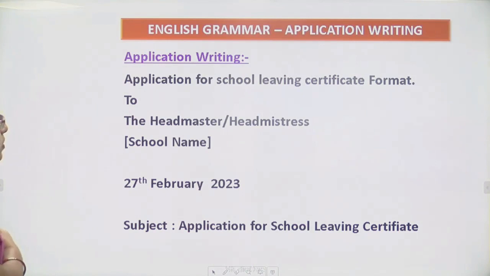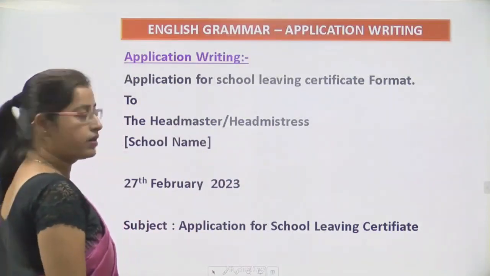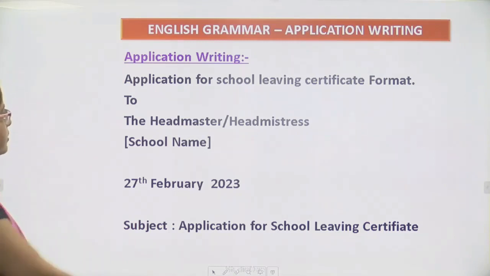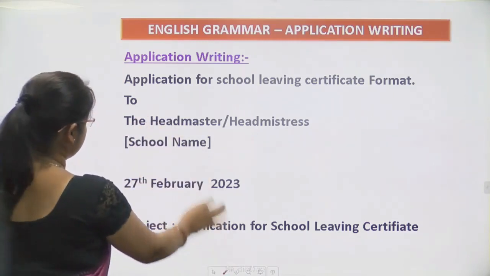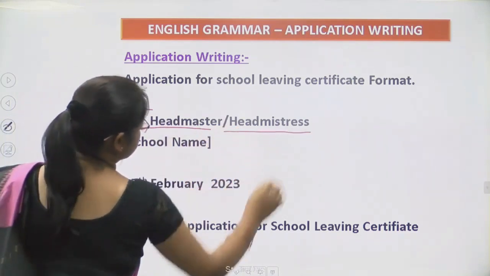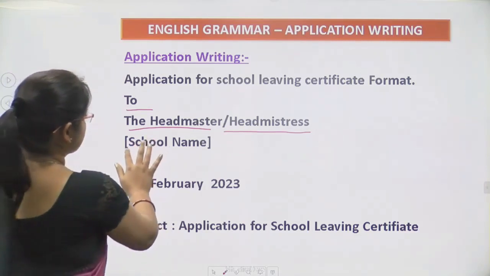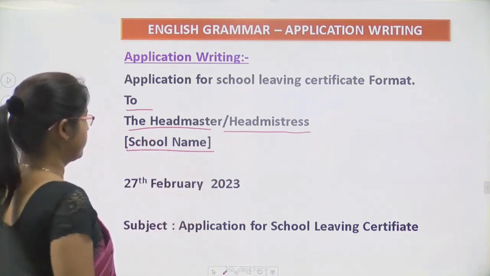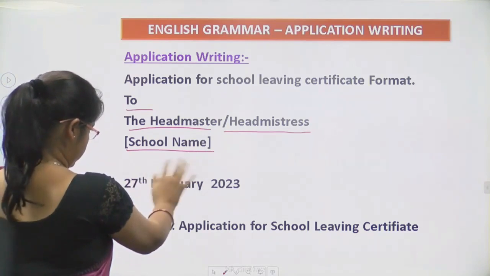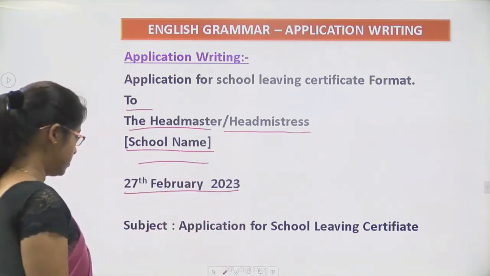Okay, now see the format of the school leaving certificate application. First, the same format, only the subject and the body of the letter are changed. Let's see. First, we have to write to the headmaster or headmistress of your school. Then you have to write the school name. Then keep one line. Then you have to write the date.